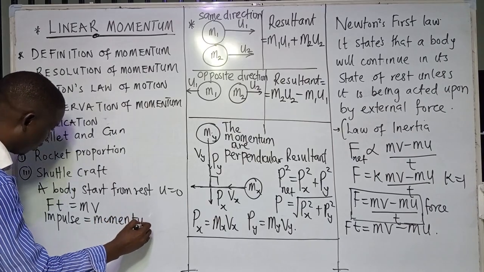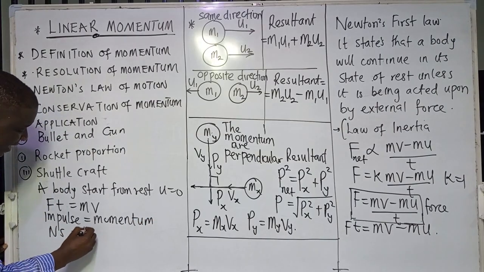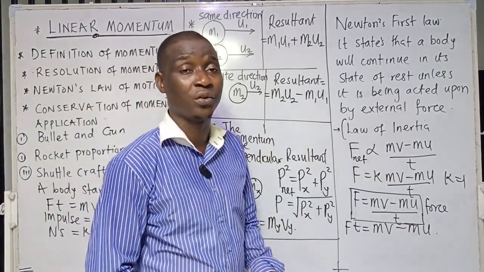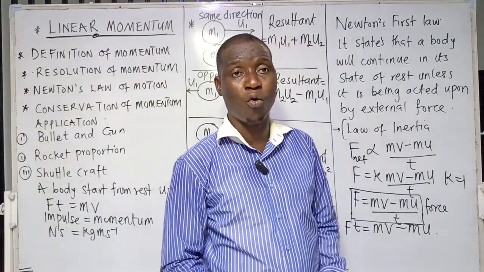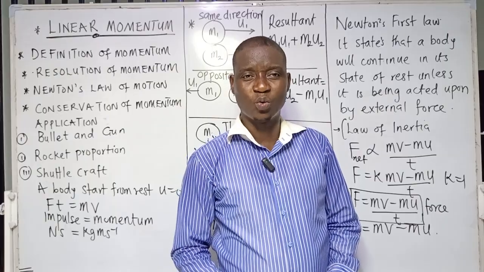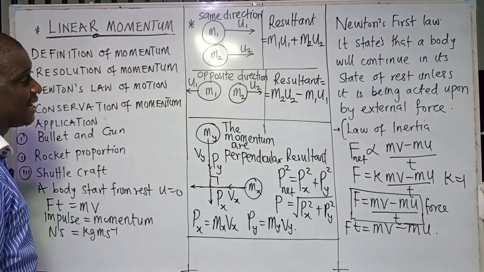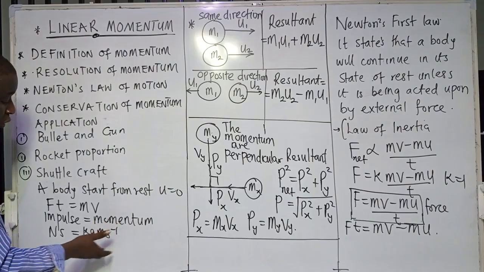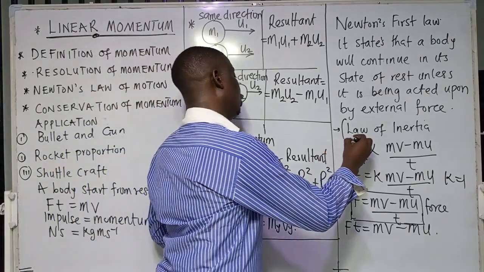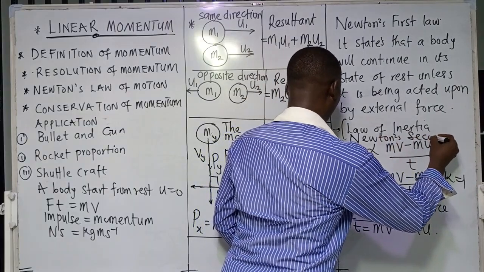Now don't forget that impulse has a unit of Newton seconds, which is equivalent to kg meter per second. So the equivalent unit of Newton seconds is kg meter per second. Therefore, we can say that the unit of momentum is kg meter per second, as the case may be. Now, in this case, we have been able to analyze the first law and second law. This is what we call Newton's second law.